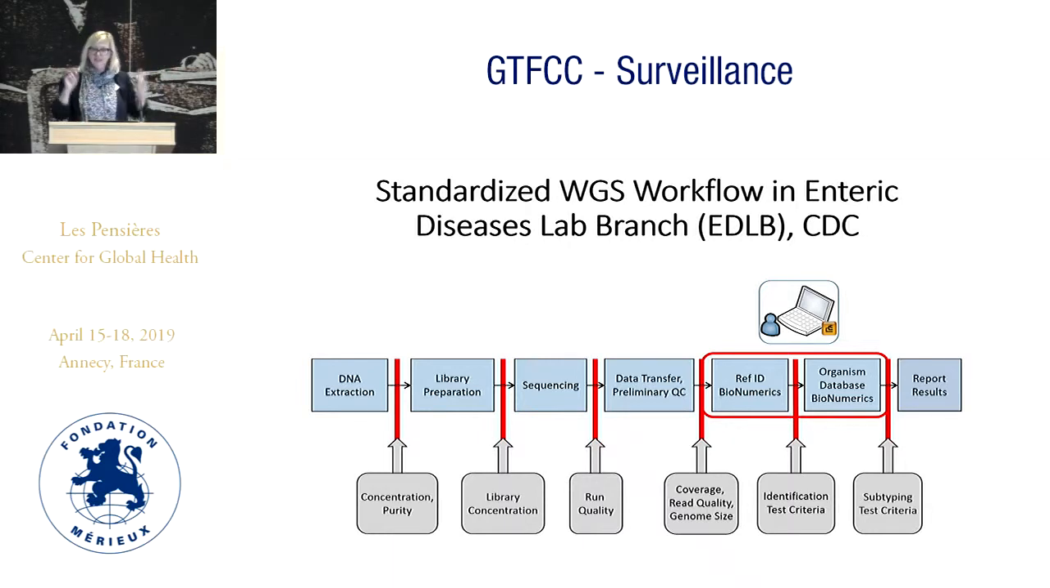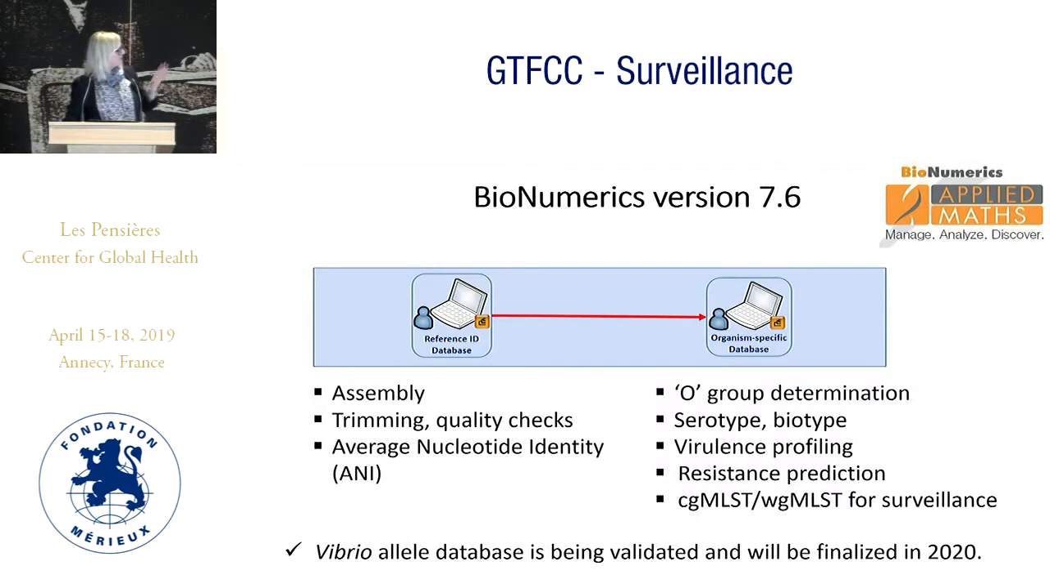That's the analytical piece of our WGS workflow. And it's a two-part database, a two-step database process that takes place in BioNumerics. The first step is what's called the RefID database. And the raw sequence data comes off the instrument, goes into the RefID database, where we do the trimming and the quality checks on the sequence data. We do a de novo assembly, and then we confirm the identification using average nucleotide identity.